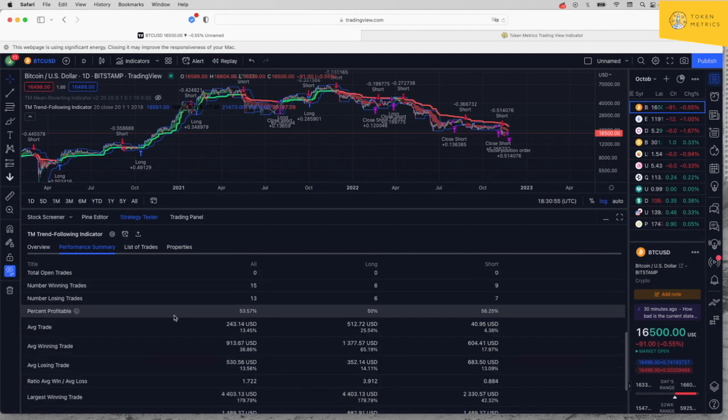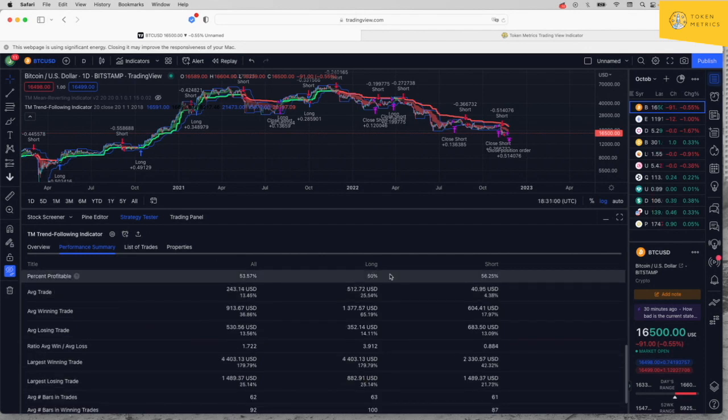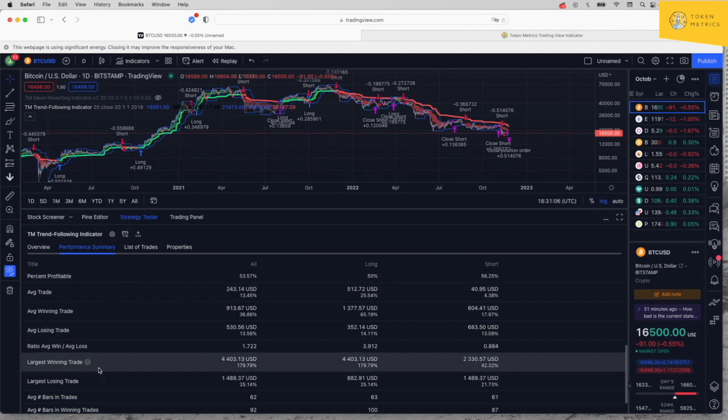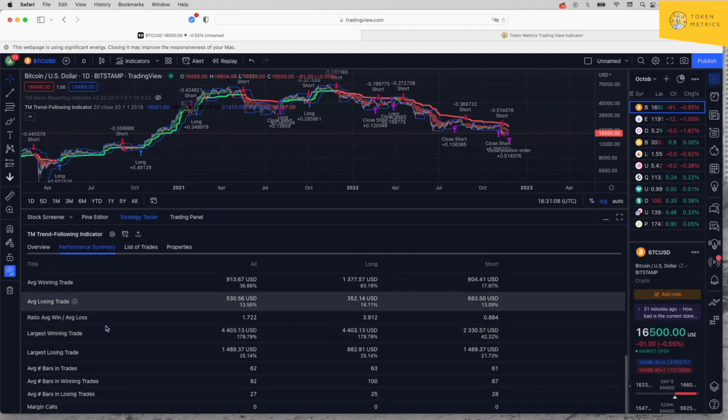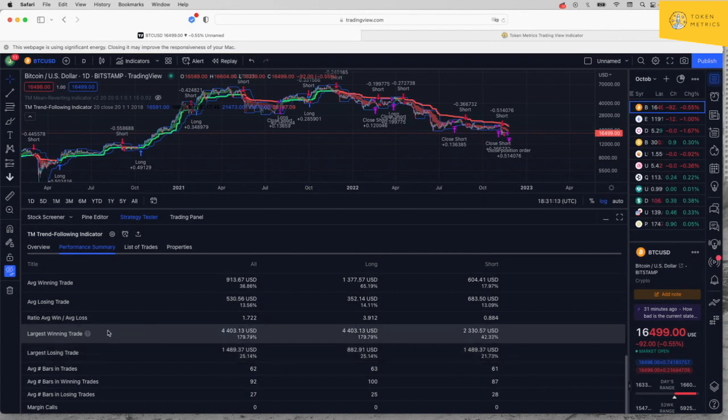And then you can look at a lot of other metrics. For example, how accurate were the long signals compared to how accurate were the short signals, the average return on each trade for each side, and a lot of other useful metrics like what was the largest losing trade and what was the largest winning trade.